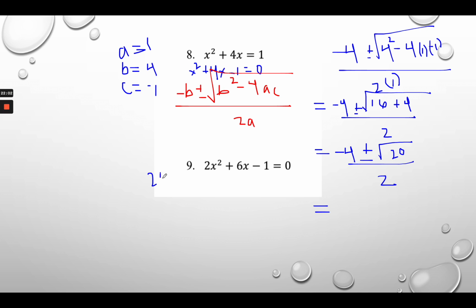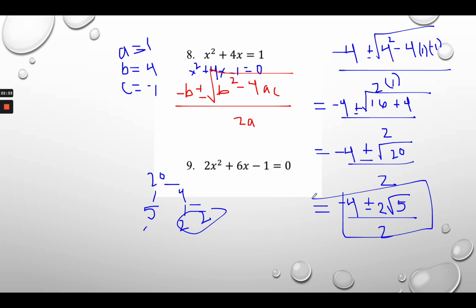Okay, we can simplify this radical. So 20 can break down into 5 times 4. This just breaks down into 1 times 5, so we don't need to expand that anymore. 4 is 2 times 2. Well, there's a pair, so that comes out of your square root. So the square root of 20 is the same thing as 2 square root of 5 over 2. And there's your answer.